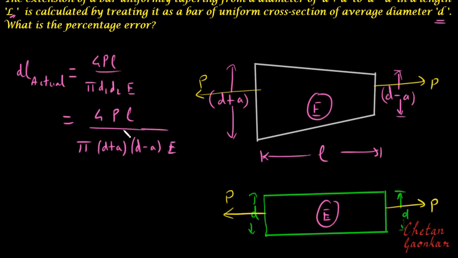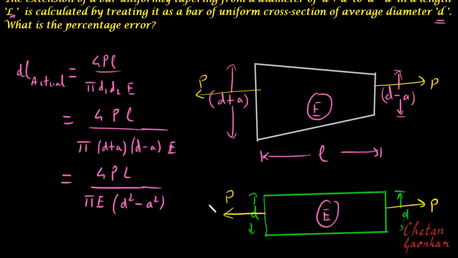Further, if I simplify this, I can write this as 4PL divided by pi E times d square minus a square. This is of the form a plus b times a minus b, which is nothing but a square minus b square. So here it turns out to be d square minus a square.